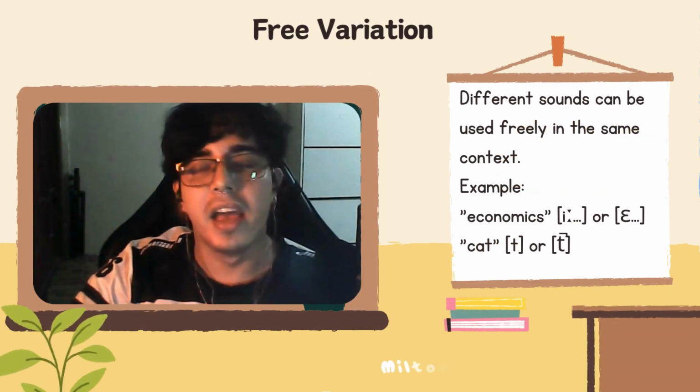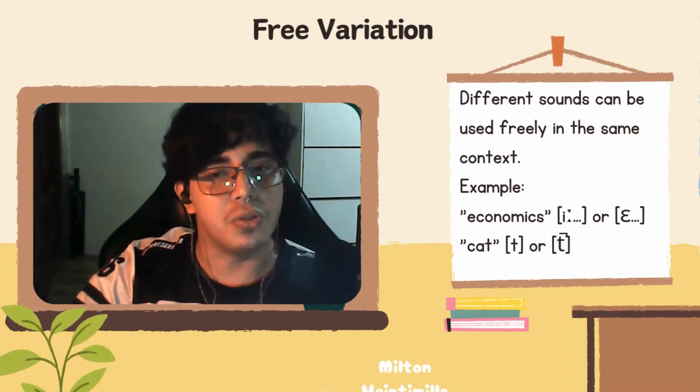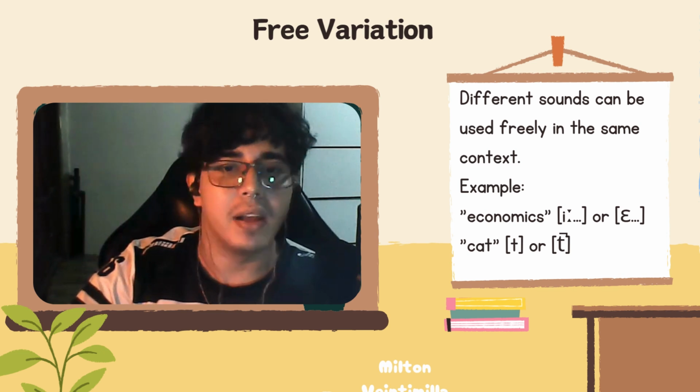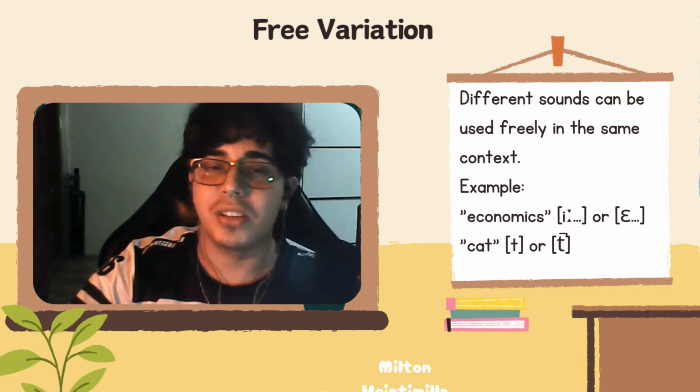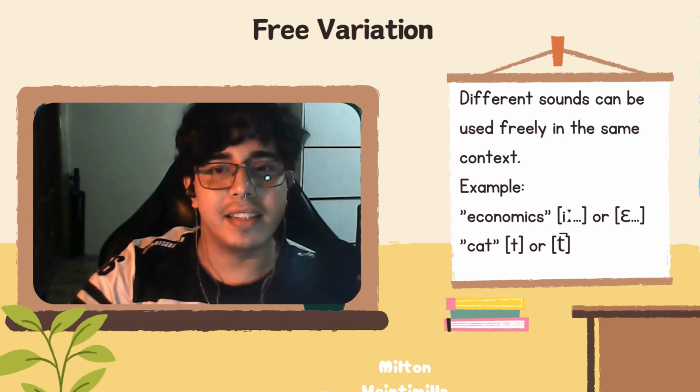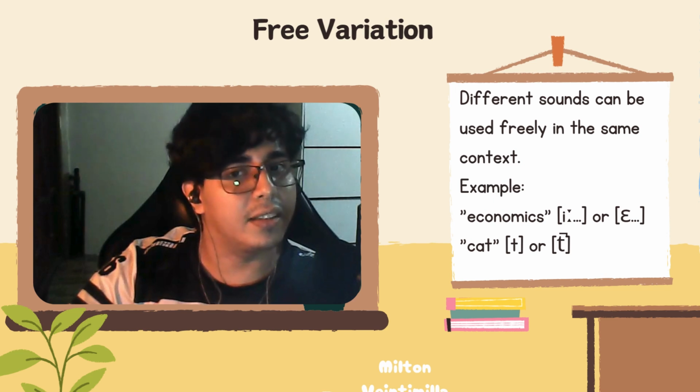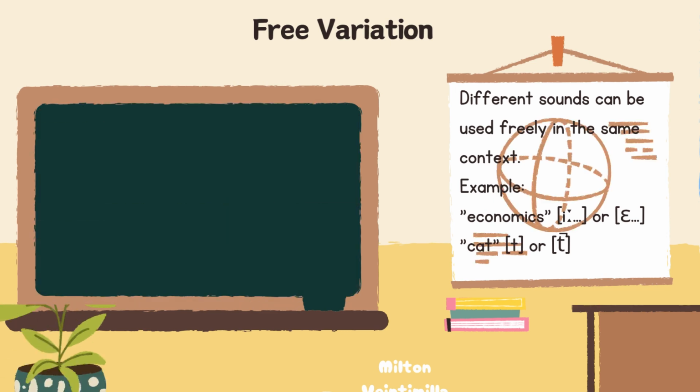Free variation. Here you can choose between two sounds freely. For example, economic, pronounced with either the first vowel. Also, cat can end in a released t or an unreleased t, and it does not change the meaning.